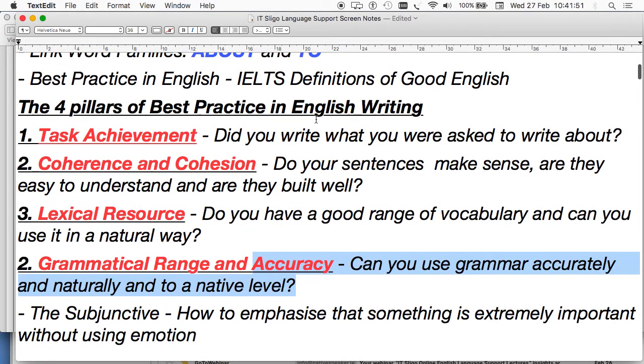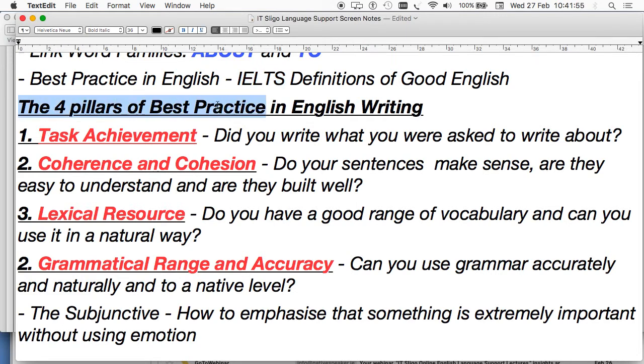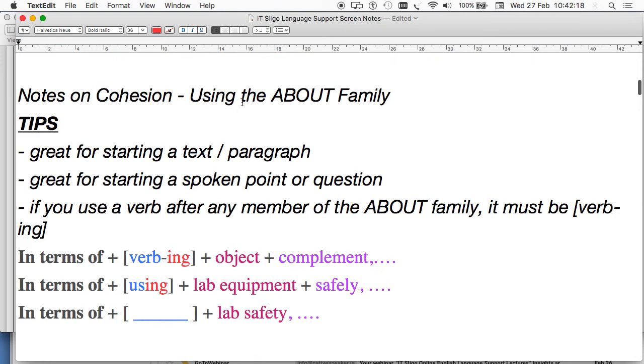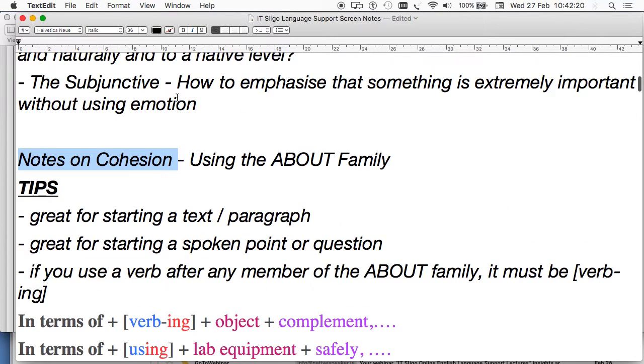So even though many of you won't be doing the IELTS exam, we will use this model as a best practice in English writing, so that in your lessons in IT Sligo and your projects, your reports, your essays and your thesis, etc., you'll be able to apply this principle. So we'll work on the basis of these 4 pillars: task achievement, coherence and cohesion, lexical resource, grammatical range and accuracy. Okay.